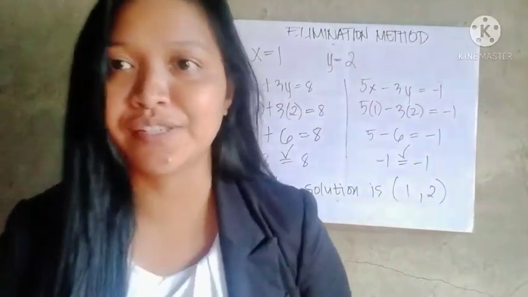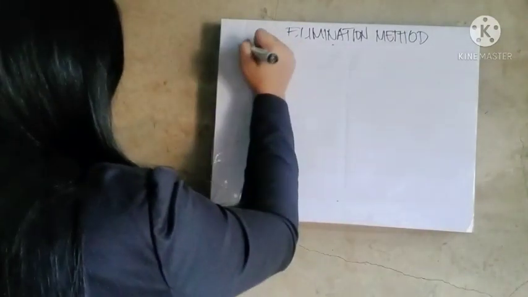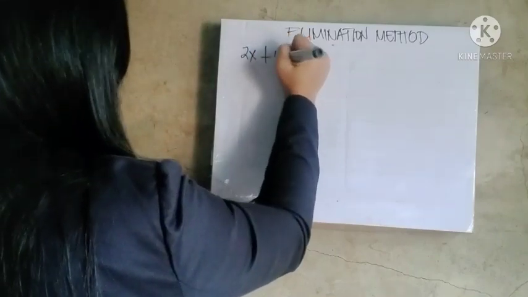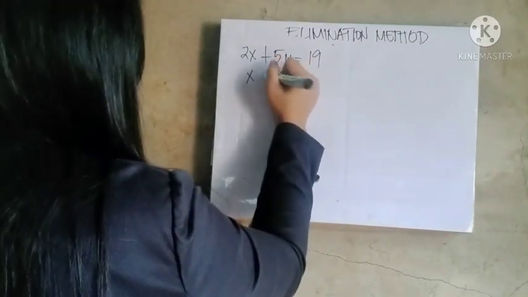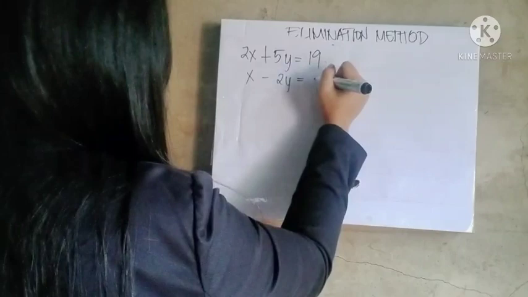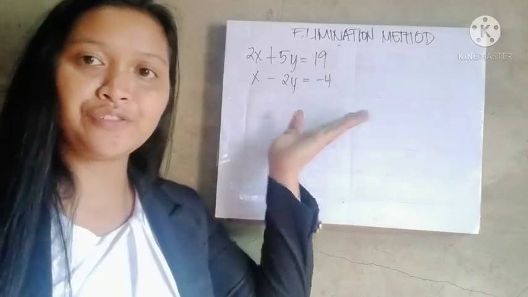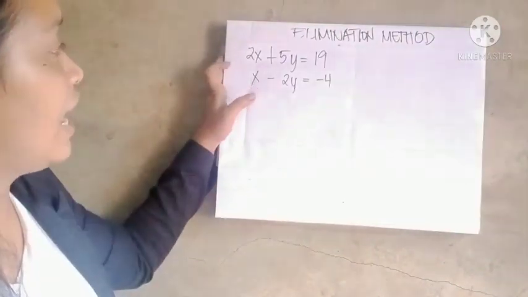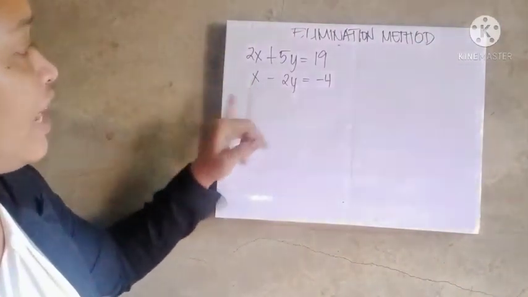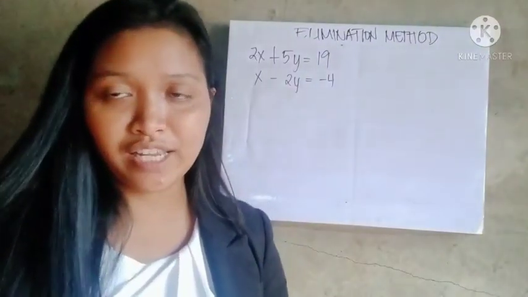Now let's try another example. Let's say 2x plus 5y is equal to 19, and also x minus 2y is equal to negative 4. So this example is a little bit different. As you can see, if we add these equations, x or y, we cannot cancel it completely. So we need to modify it.